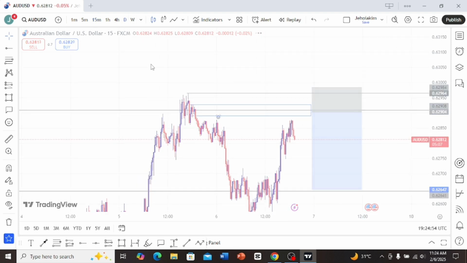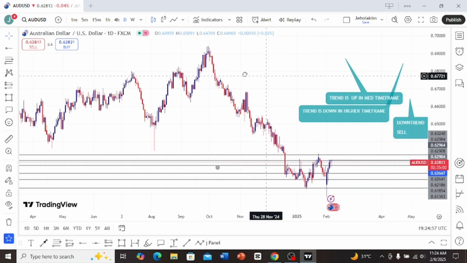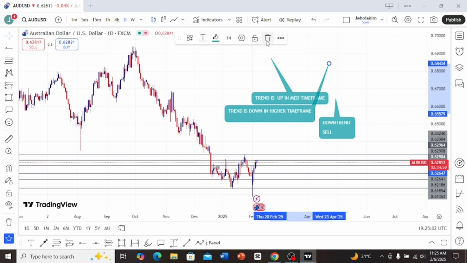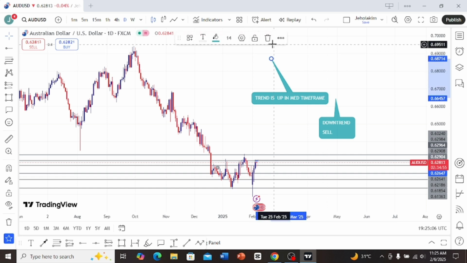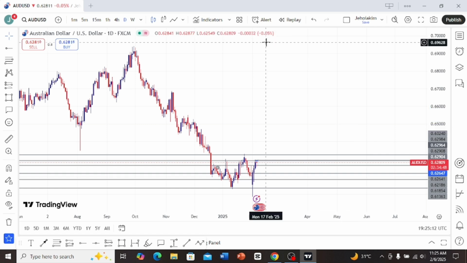I showed you how I started. I started from the daily. I determined my trend in the daily. I moved to the mid time frame, the 1 hour and 15 minutes. I determined my chart pattern and chart formation, and of course this has not been even easy to determine because the mid time frame is contradicting with the higher time frame.